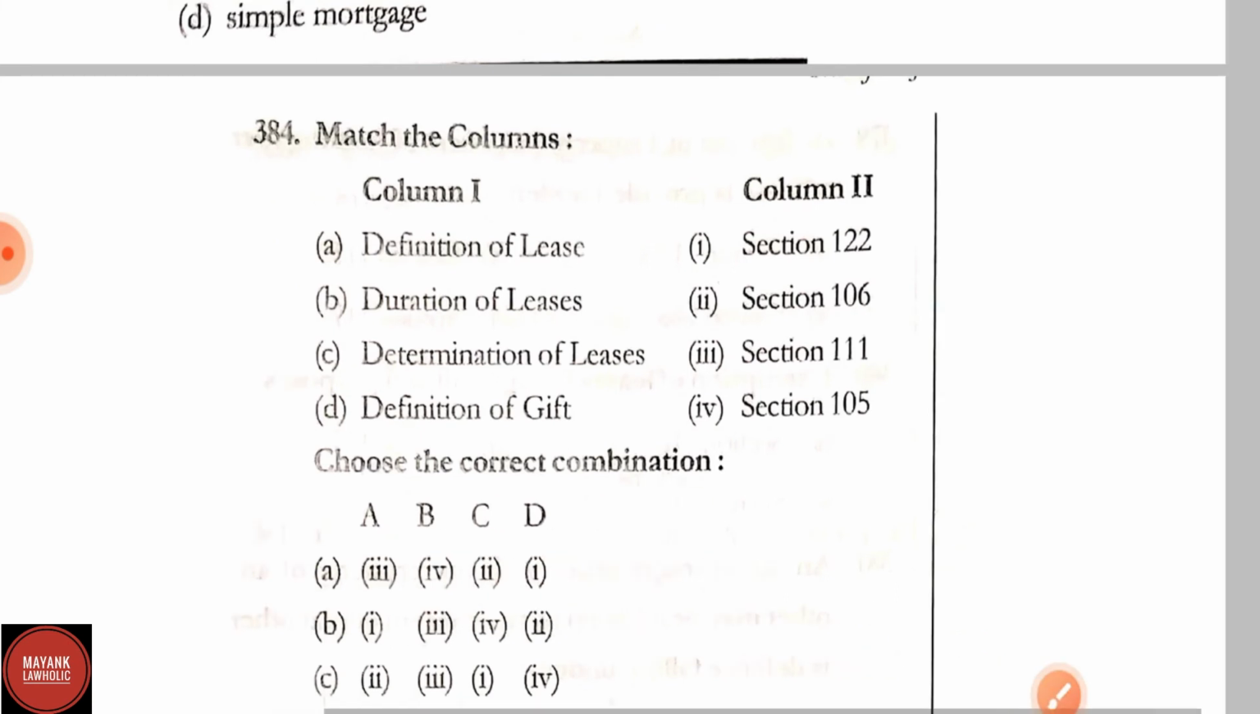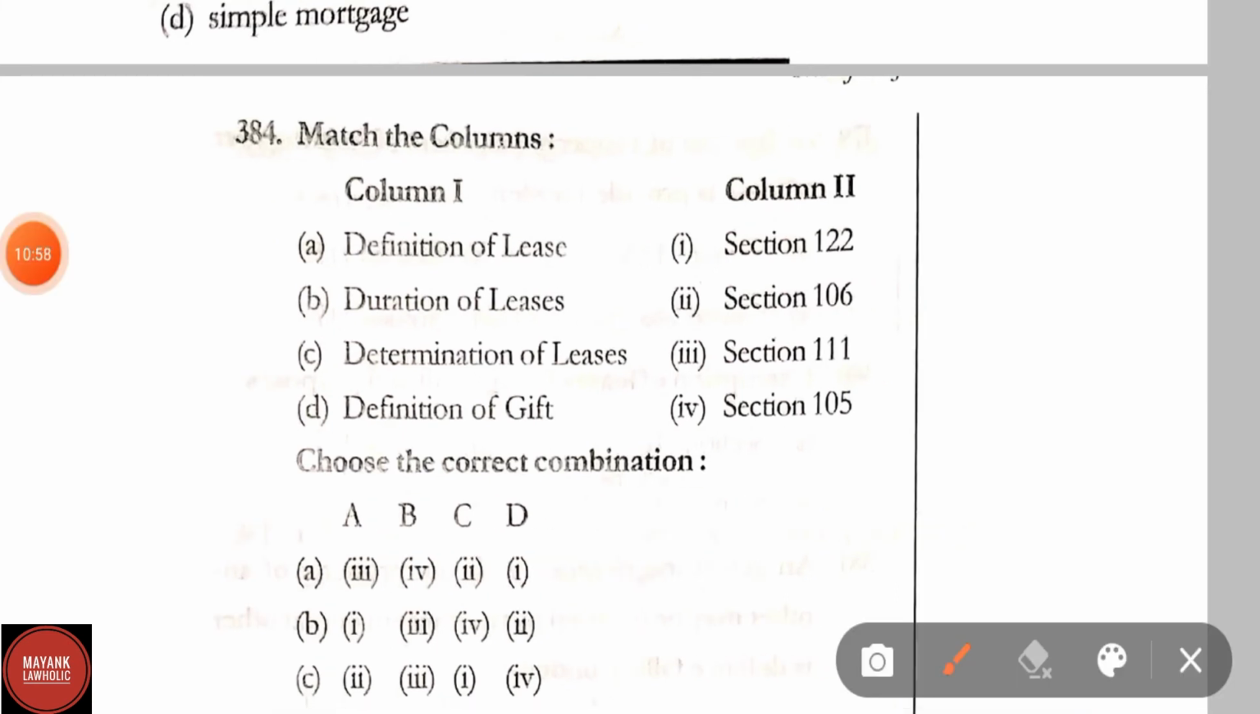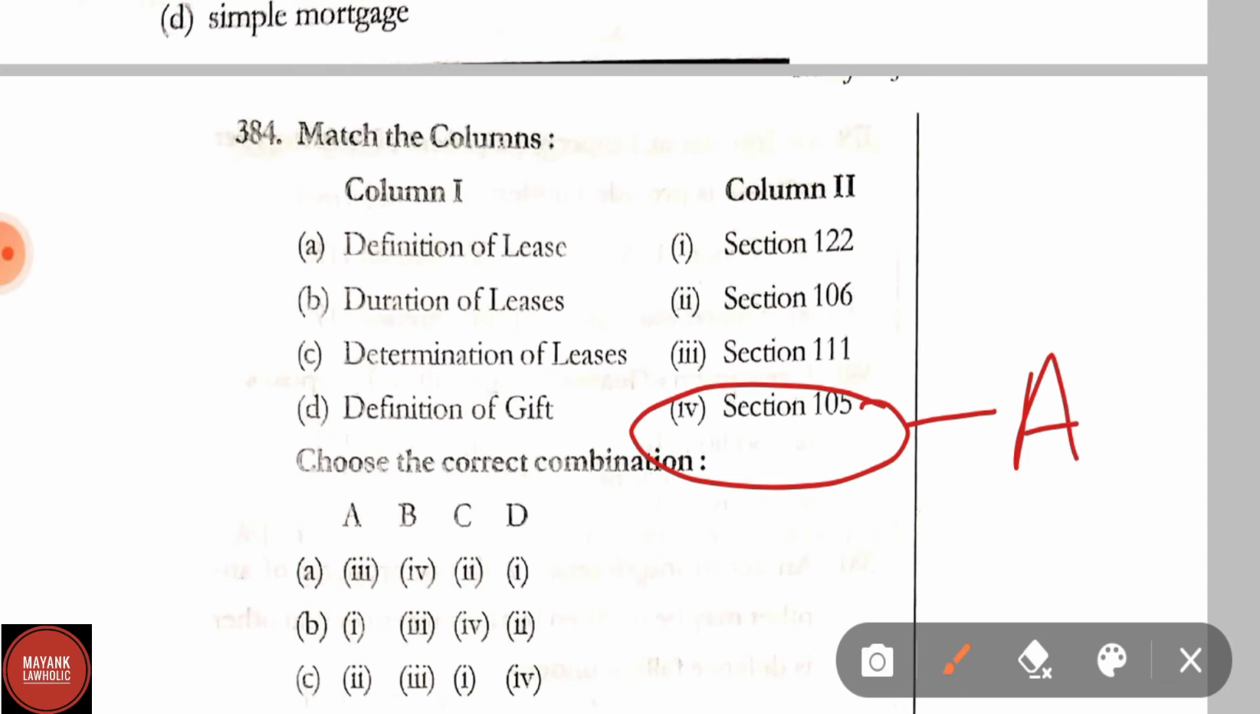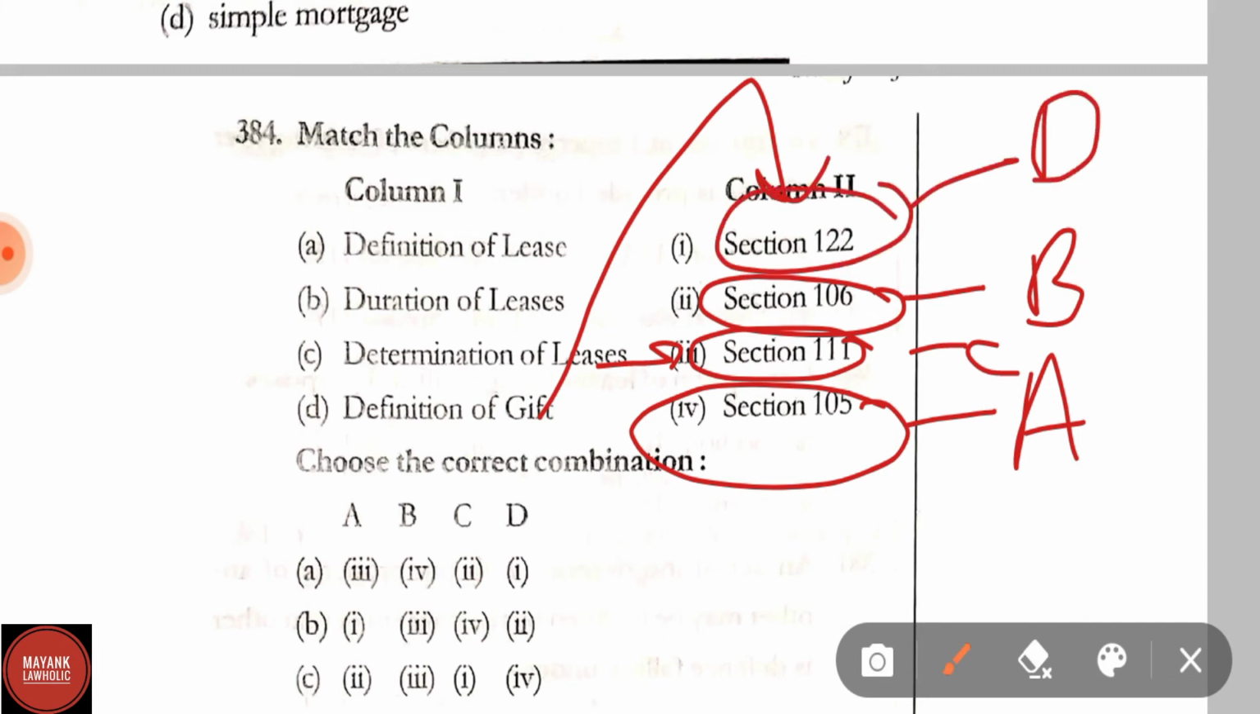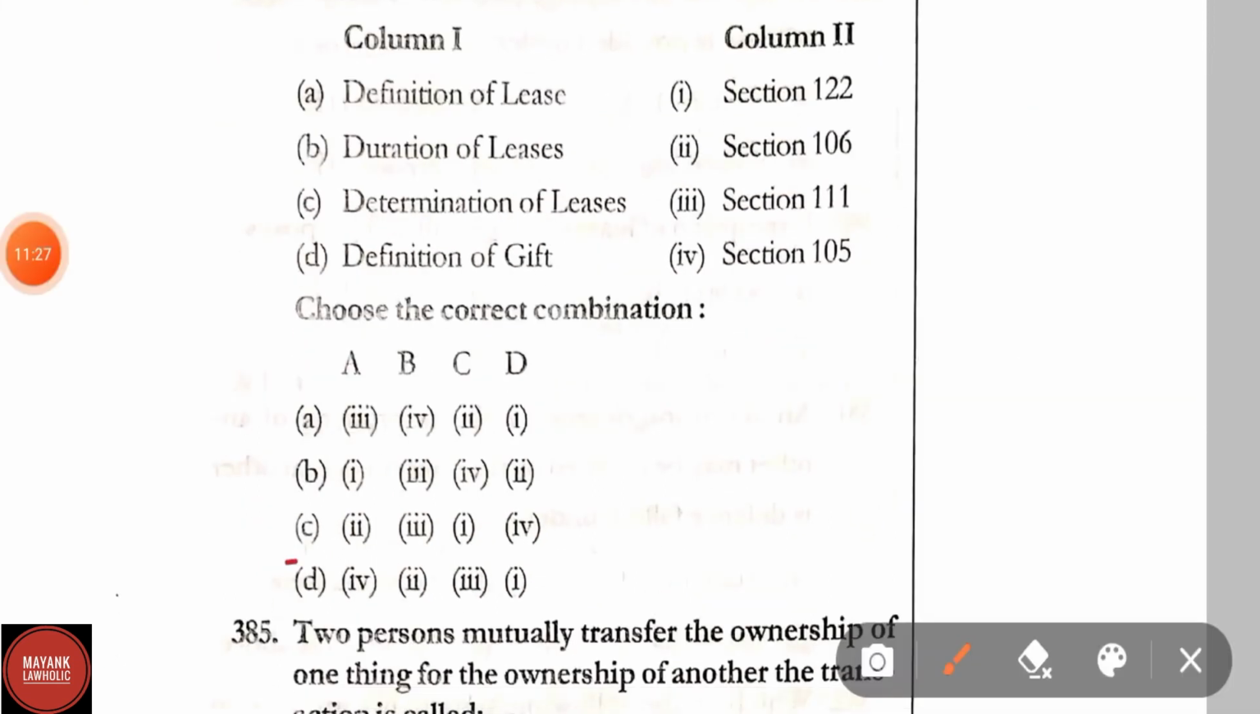Question number 384. Column 1 and column 2 we have to match. Definition of lease. Definition of lease is provided in section 105. Duration of lease is provided in section 106. Determination of leases is provided in section 111, and definition of gift is provided under section 122. So by going through these matches, the correct combination will be option D.